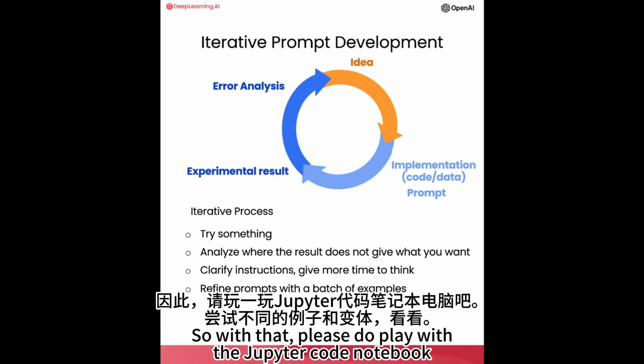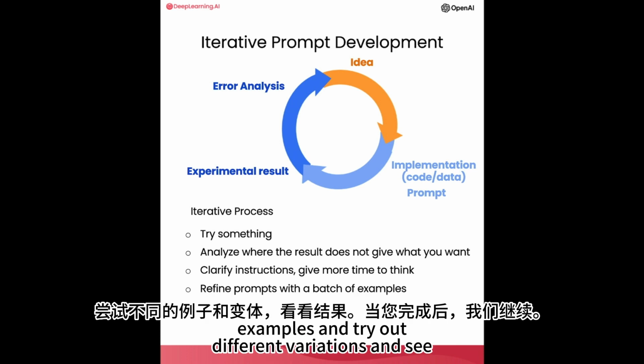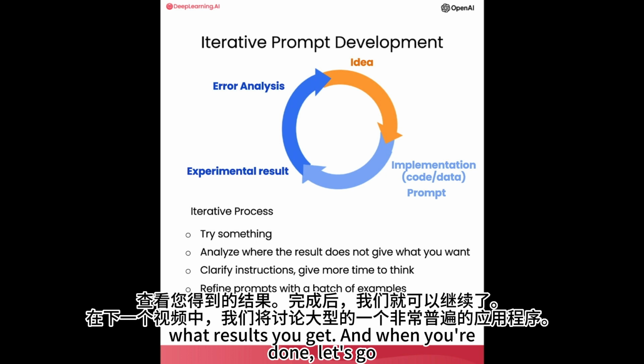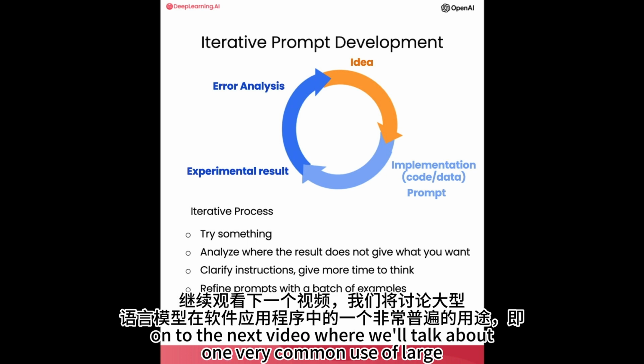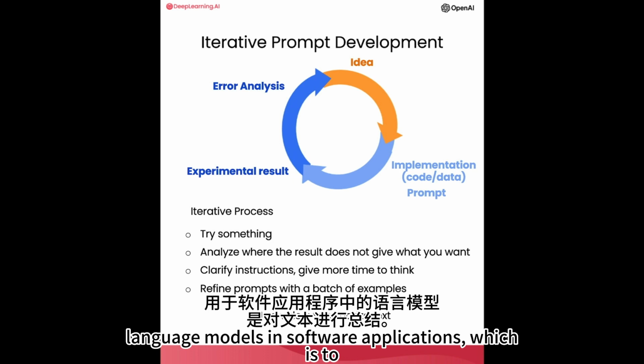So with that, please do play with the Jupyter Code Notebook examples and try out different variations and see what results you get. And when you're done, let's go on to the next video where we'll talk about one very common use of large language models in software applications, which is to summarize text. So when you're ready, let's go on to the next video.